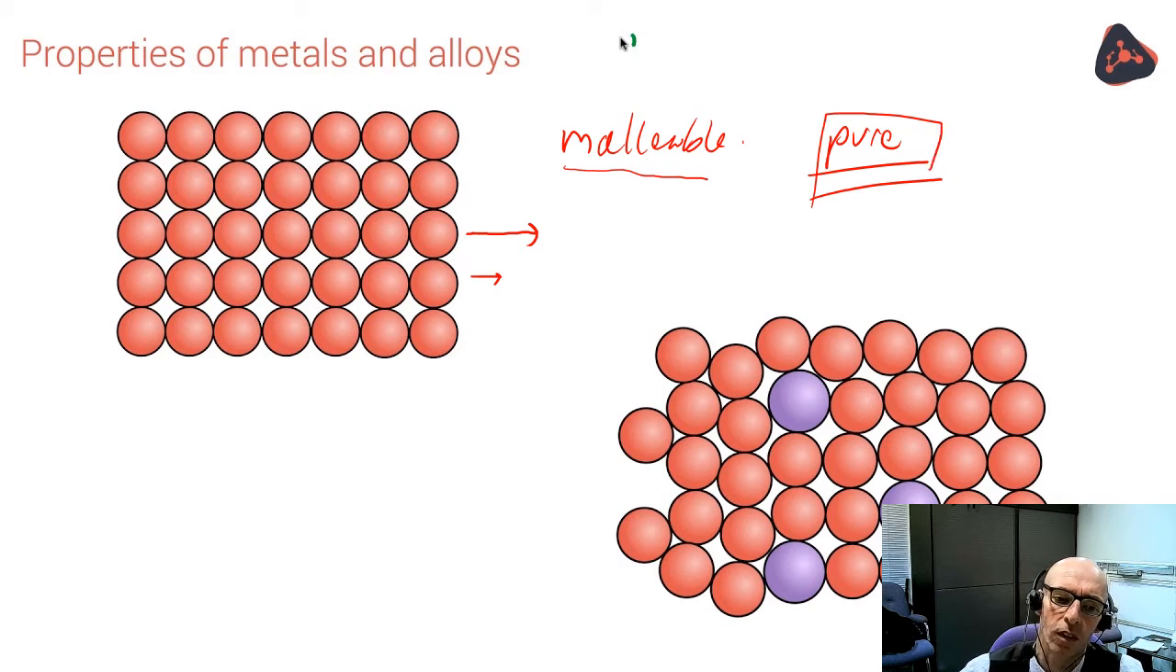Here is a pure piece of iron, Fe. Every single one of those is Fe. It's just Fe, just iron. Pure, quite easy to bend.